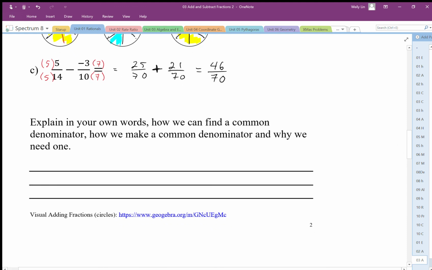Okay, so in your own words, just try to pause this and do this in your own words. But how can we find a common denominator? How do we make a common denominator, and why do we need one? So I'll give you the answer, but I want you to pause it and try to think for yourself. How would you word this, put this into your own words?